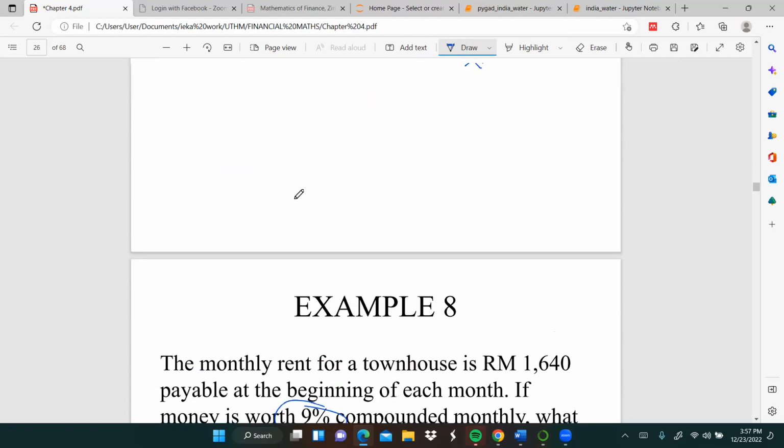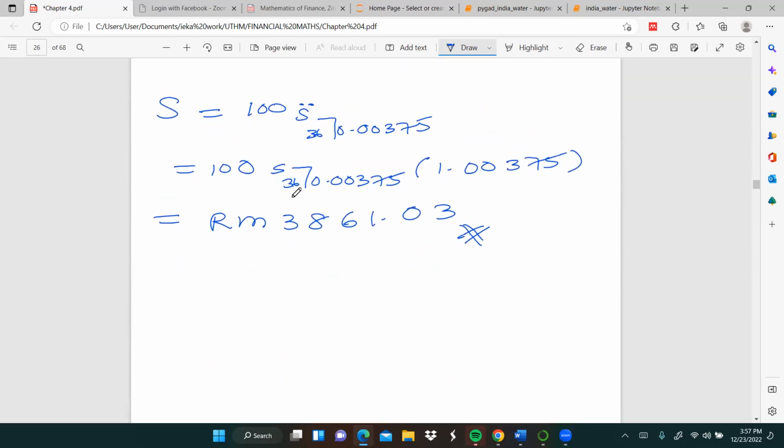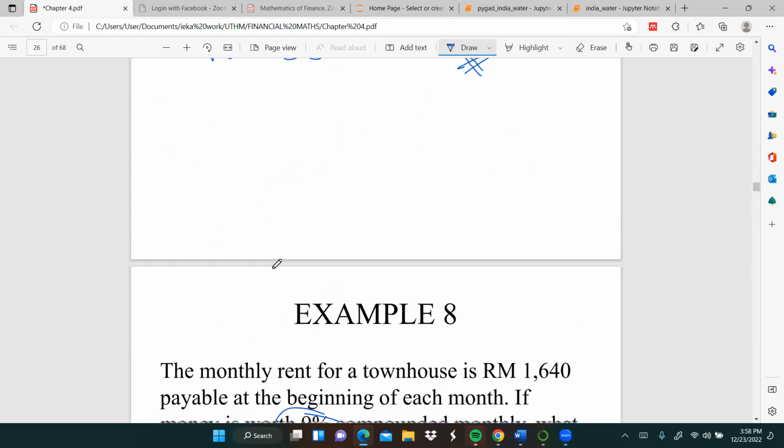Okay, dua contoh ni adalah untuk annuity due. So kita akan tengok deferred annuity, and then the last one is finding the term of an annuity. That is the last part. So kita tengok apa beza untuk deferred annuity pula.